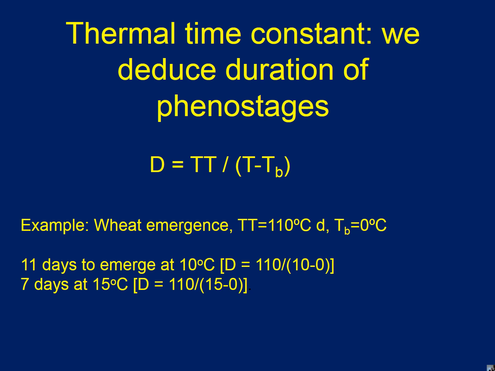If we are growing the crop at 15 degrees, then we apply the same equation, 110 over 15 minus 0, and that is equal to 7 days. Therefore, this equation allows the calculation of duration of phenostages as a function of the temperature of the air.